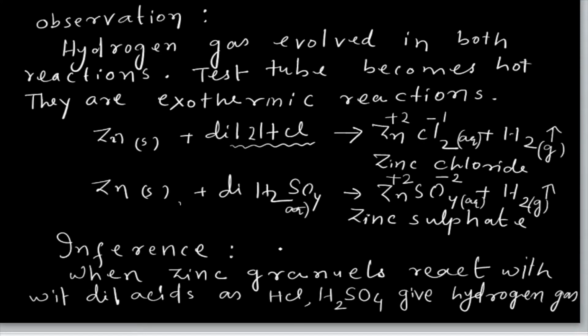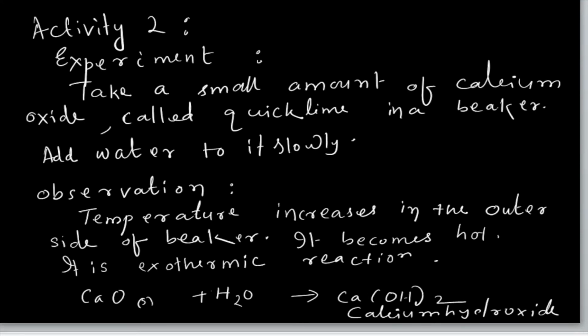What is the formula of sulfuric acid? Sulfuric acid formula is H2SO4. What is the formula of hydrochloric acid? The formula of hydrochloric acid is HCl. Then the inference is that when zinc granules react with dilute hydrochloric acid and sulfuric acid, they evolve hydrogen gas.